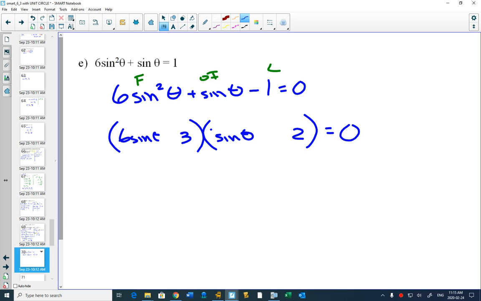But your last ones have to multiply to give you this last term. Your first ones have to multiply to give you this one. So these have to be 1s. And if they're 1s, my outside is 6, my inside is 1. That doesn't work.